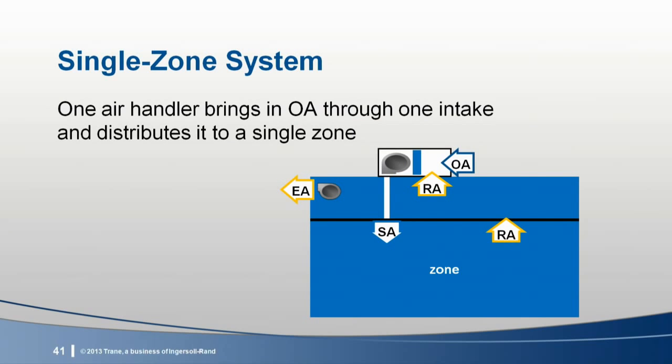In a single zone system, one air handler serves the ventilation needs of one zone. All the outdoor air that enters through the intake is delivered to that single zone. Any recirculated air is merely return air from that same zone. Some examples of single zone systems include packaged terminal air conditioners, classroom unit ventilators, or small packaged rooftops.